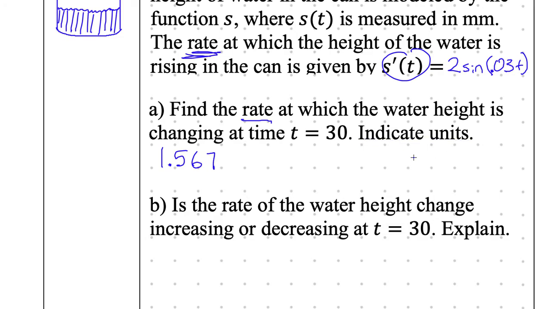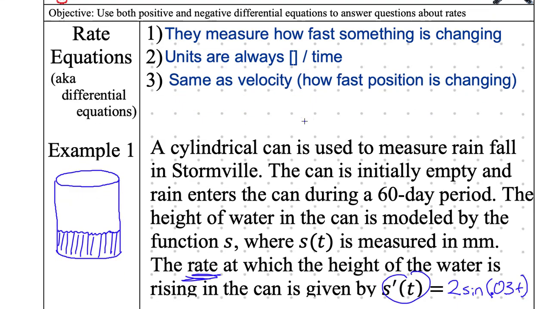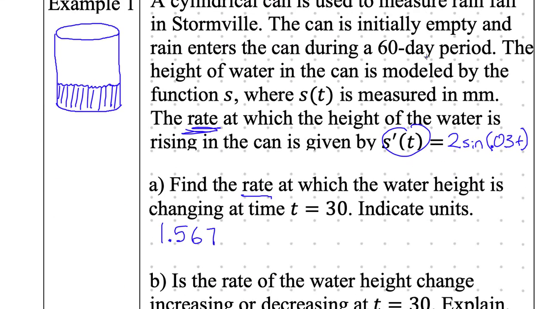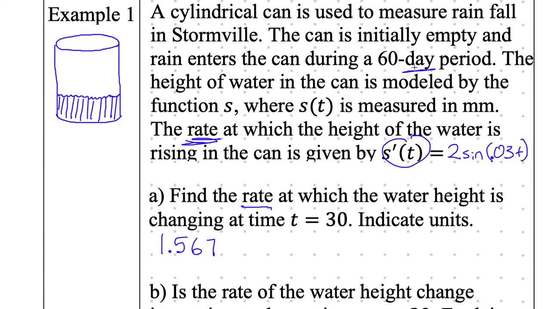Indicate units. What are units? This is a rate. This is a velocity. And as I just said in number 2, units are always going to be something over time. So what is our time? Our time is day. What is our something? Our something is... Millimeters.